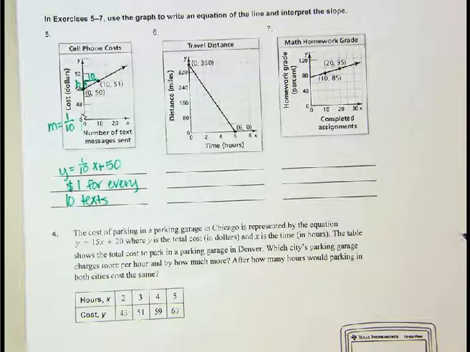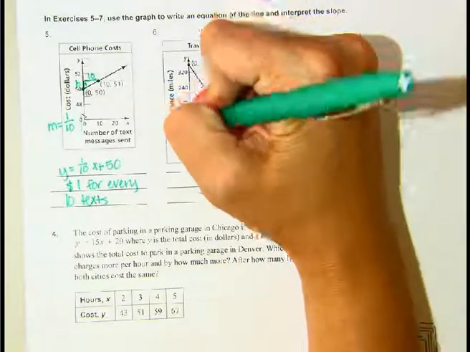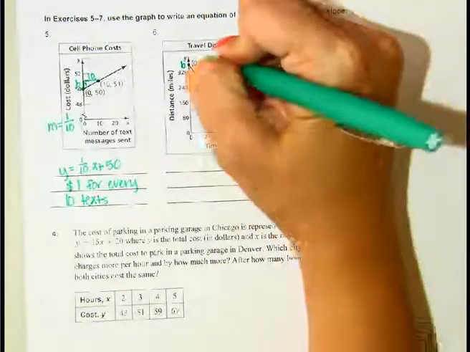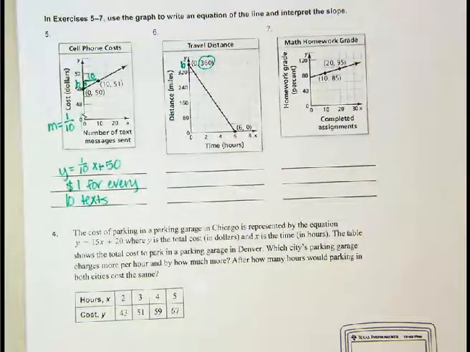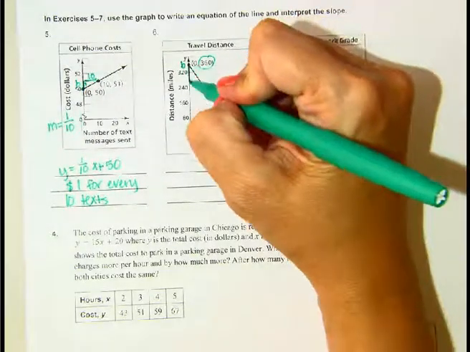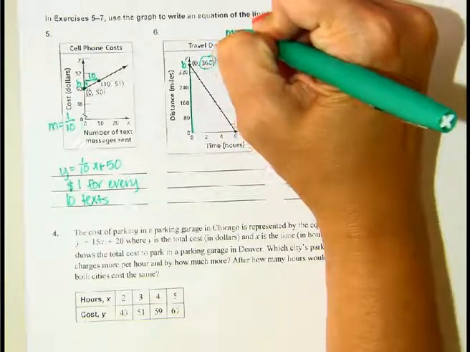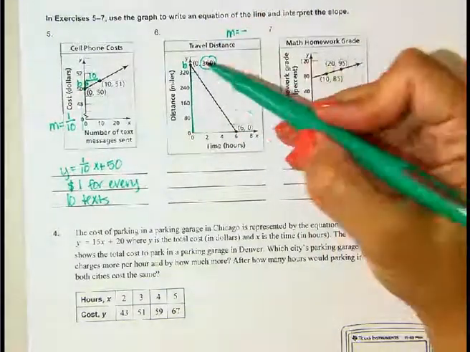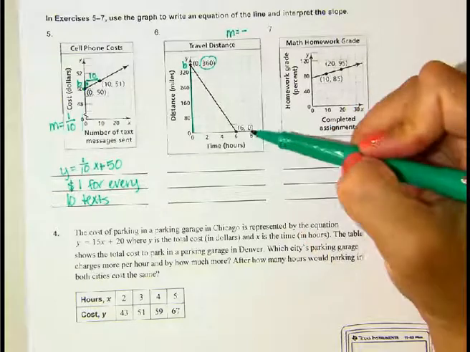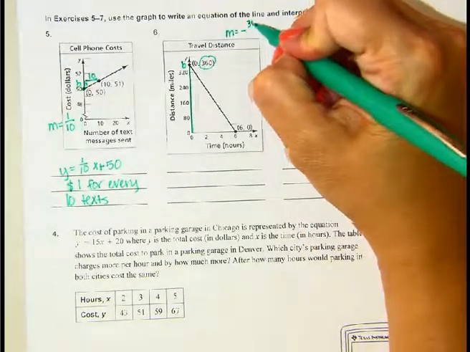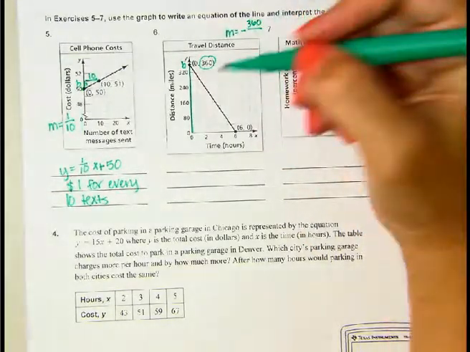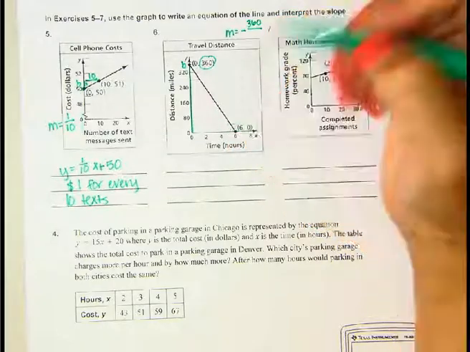Okay, so for number 6, well, again, it crosses that y-axis, so I easily have b, which is that 360. And then I need to figure out my slope. In this case, it's going down instead of up, so I know my slope is going to be negative. And it went down, all the way down to 0, so it went down 360. And then it went from 0 over to 6.